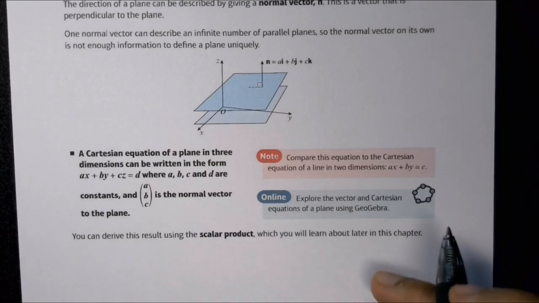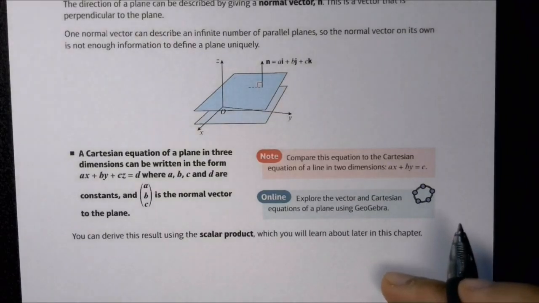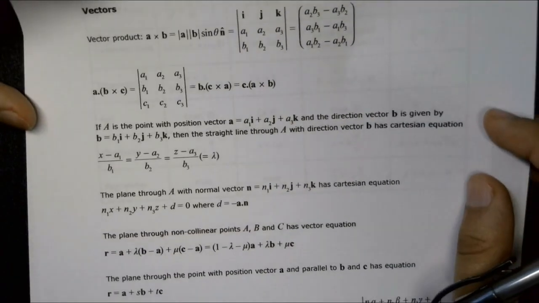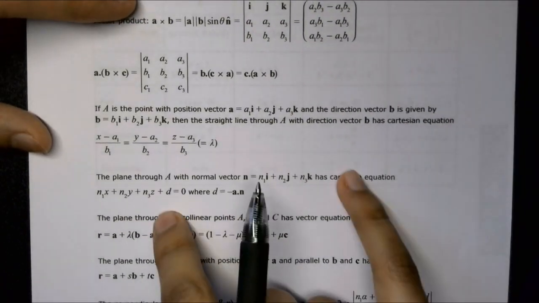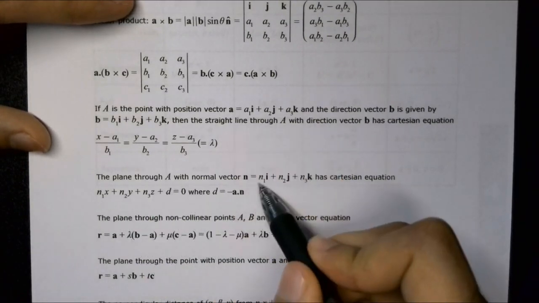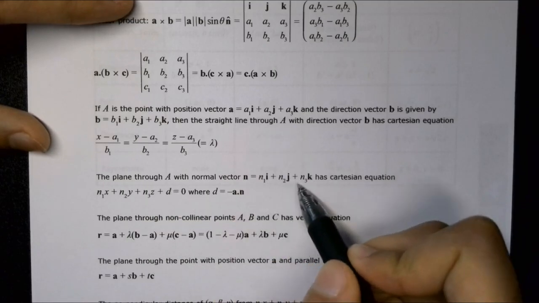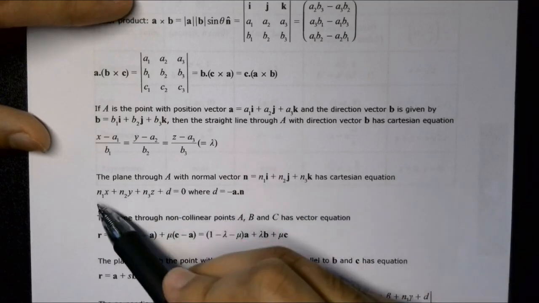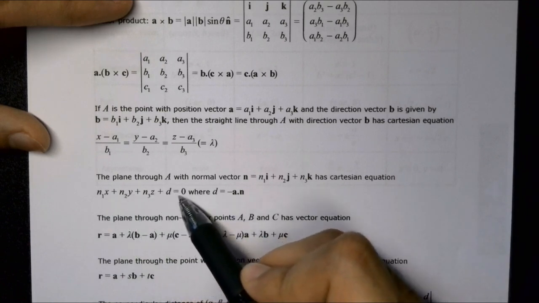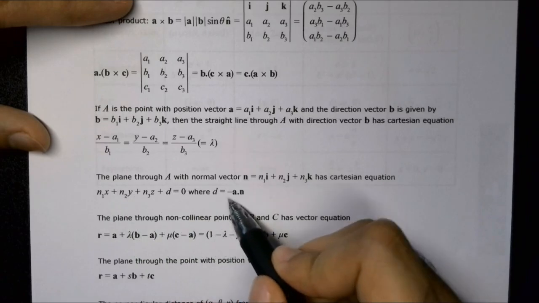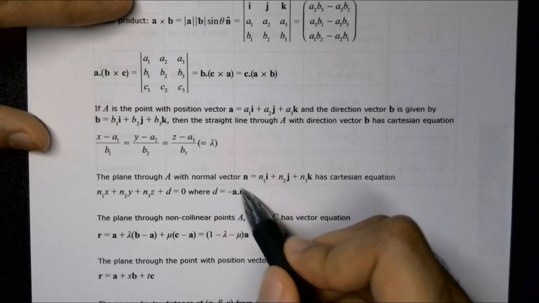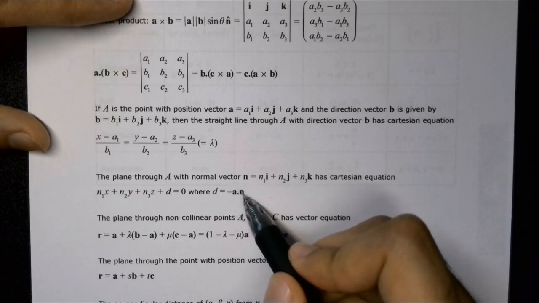Now, happily for us, if you take a look in the formula book on page number 18, that is given over here. The plane through the point A with normal vector n equals n1i plus n2j plus n3k has Cartesian equation n1x plus n2y plus n3z plus d equals 0, where d is equal to minus a dot product with n, and this is essentially the scalar product.